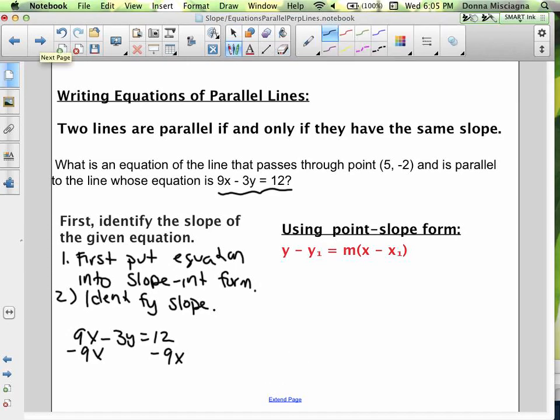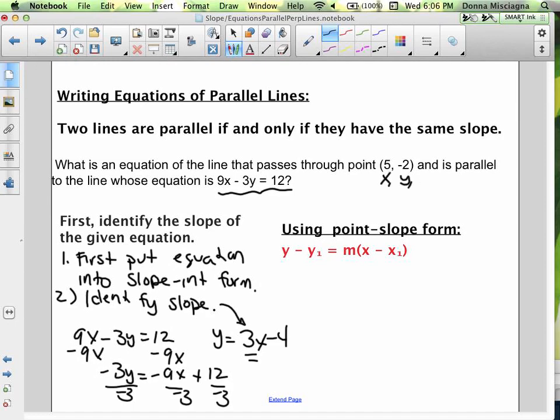All right, so we subtracted the 9x. This is negative 3y is equal to negative 9x plus 12. So now we'll just divide everything by negative 3. So we have y is equal to positive 3x, right? Negative 9 divided by negative 3, positive 3x minus 4. And right here is our slope, right? 3. All right, so we've got the slope. We have our point. Let's write our equation in point slope form, and then we'll simplify.